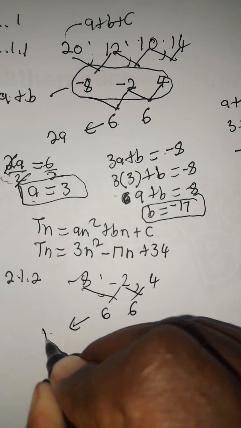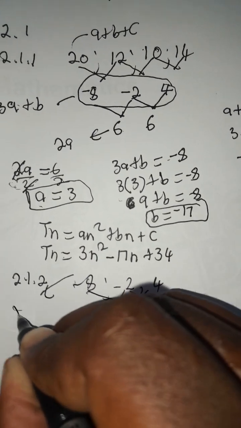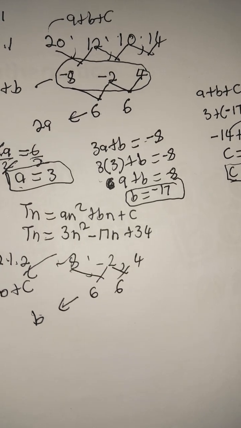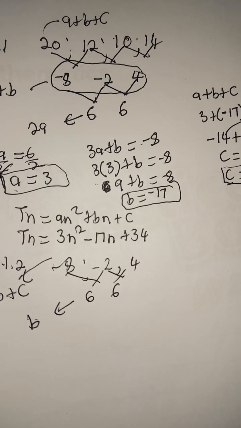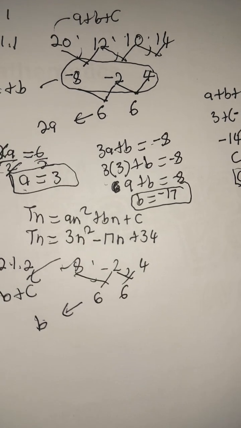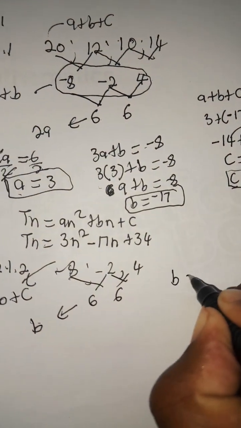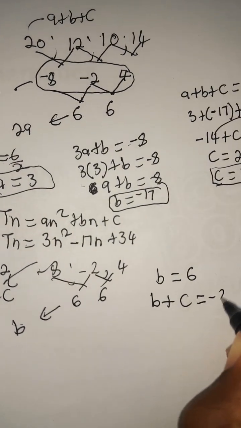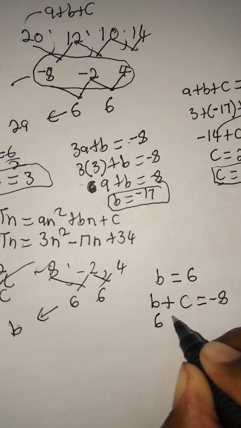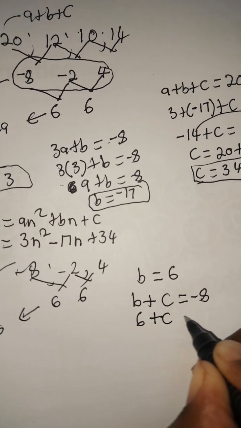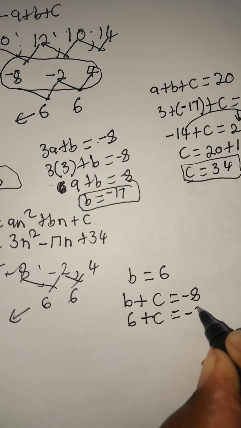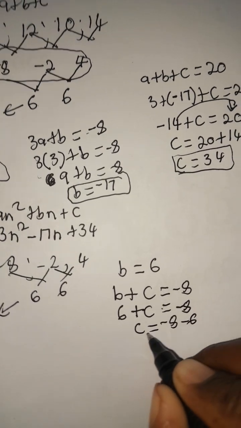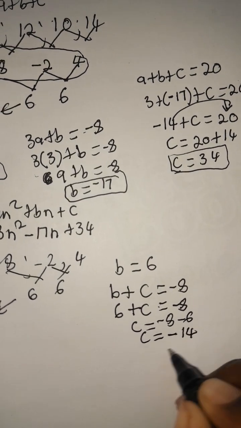So let this difference be b, and your first term be b plus c. Or you can use the other formula, Tn equals a plus open bracket n minus 1 close bracket d. In this case, I prefer to use this method. b is equal to 6. For me to find c, b plus c is equal to negative 8. Replace b by 6, so 6 plus c is equal to negative 8. Taking 6 to the other side gives negative 8 minus 6, which results in negative 14.